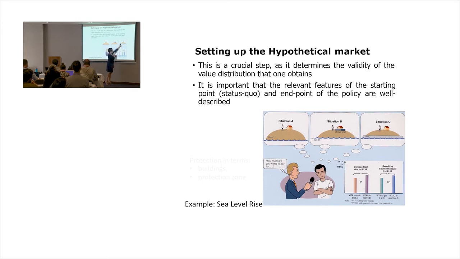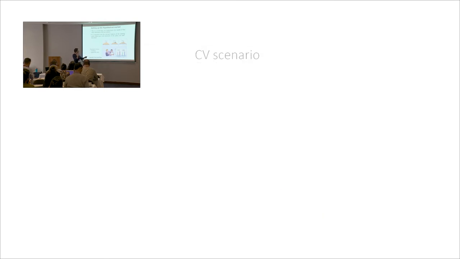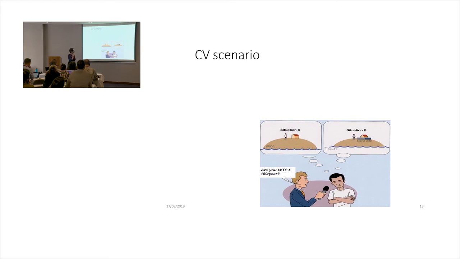I can have a sort of natural defense of the coast, a bank, or I can do nothing about this. I can also provide information about the chance of sea level rise, so the information has to be calibrated case by case; this is just an example. And the idea is I can build a protection zone. This is the current situation, this is your house, you live here.